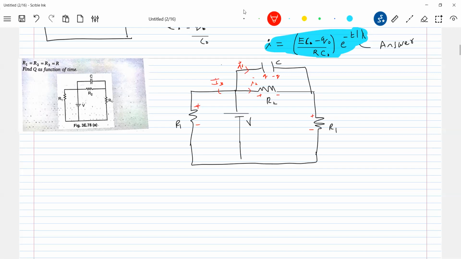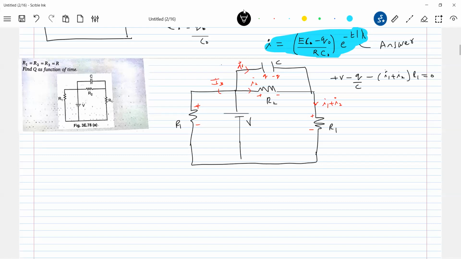Let's write the loop equation: plus V minus Q by C. What is the current that will flow here? It should be I1 plus I2, no? All this current will branch like this, I1, I2, I3, and here the I1 plus I2 will combine and become I1 plus I2. So I'm writing the loop equation: plus V minus Q by C, here I1 plus I2 into R1 equal to 0.